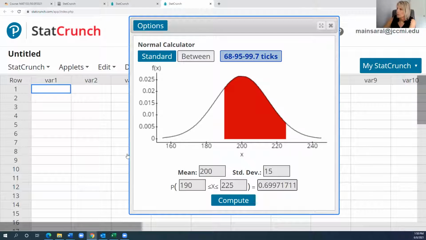And so what we really want is this white space out here plus this space out here on the right. So we're going to say 1 minus 0.6997, and that comes out to be 0.3003. So we want the white space, and what they gave us here, 0.6997, is the red space. So we have to subtract that from 1.